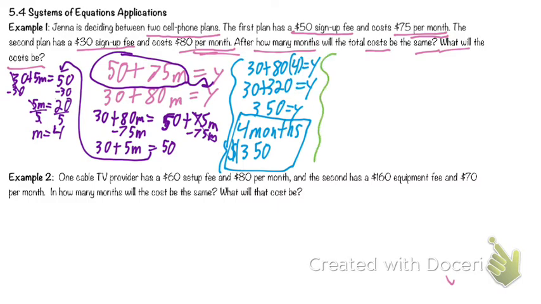So if we were to do this by elimination, we'd have 50 plus 75m equals y, and 30 plus 80m equals y. We have to change some of the equations here, so we have to make one of them negative. Let's make this top one negative: negative 50 minus 75m equals negative y. The bottom equation can stay the same: 30 plus 80m equals y.